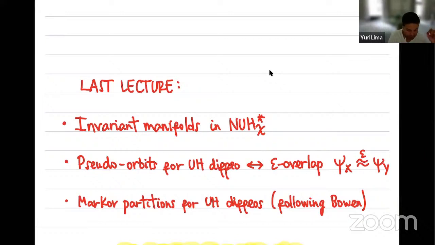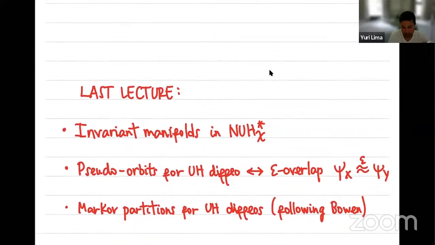After introducing this notion, we understood that graph transforms could be applied not only to real trajectories, but actually to pseudo-orbits. Because of this, we were able to develop the method of Bowen, in which he constructed Markov partitions using graph transforms along pseudo-orbits. Recall that we divided the construction into 3 steps.